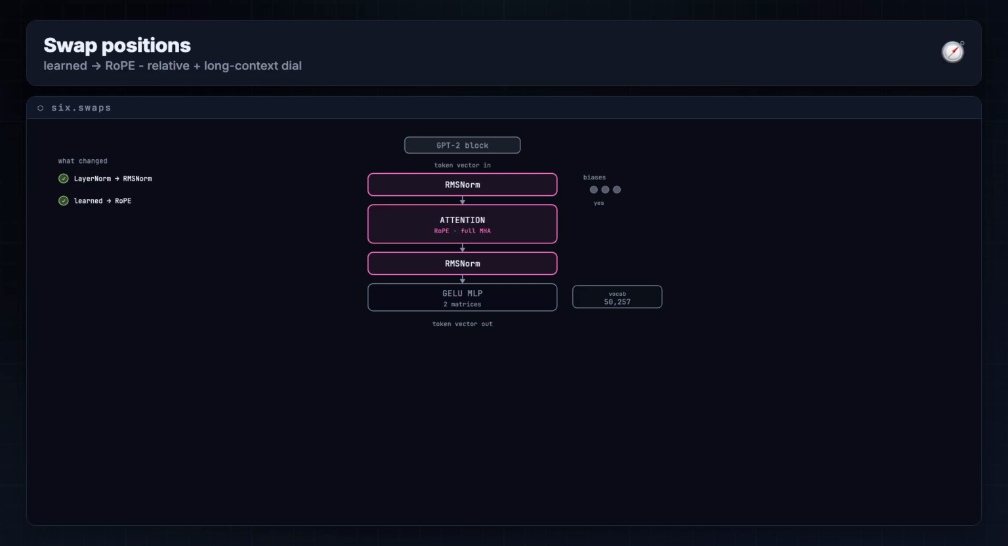Swap positions. Learned absolute becomes RoPE, applied right inside attention. The why: relative, and it extrapolates to long context through the base frequency dial. Swap attention's memory. Full multi-head becomes grouped query. 8 key value heads feeding all the query heads. The why: the KV cache shrinks 4 to 8 times. Hold that thought, it is the entire next episode.